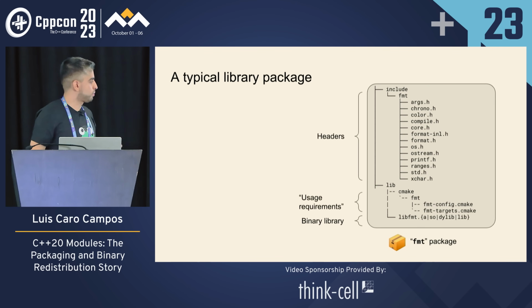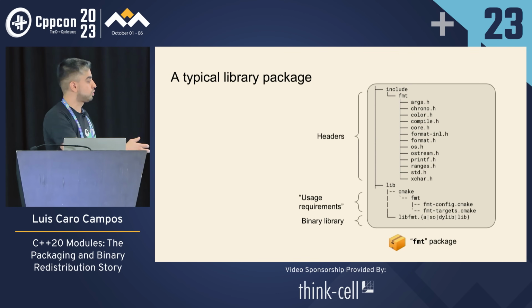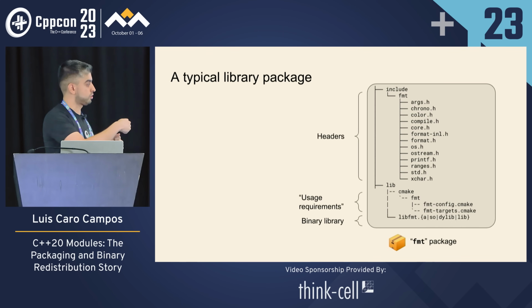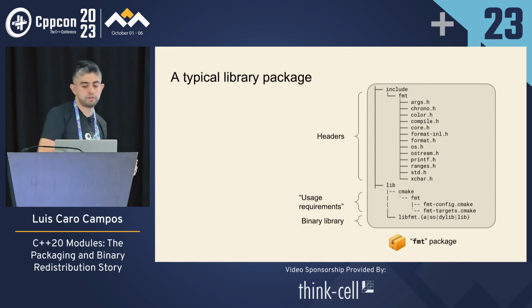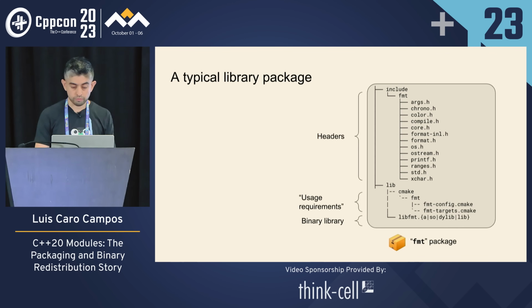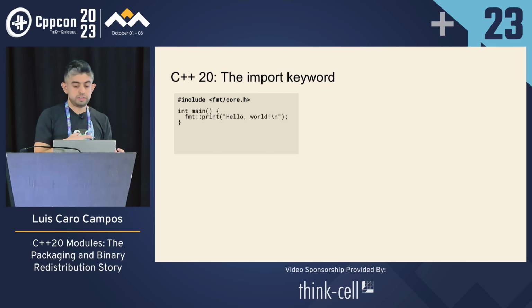And this is what I'm calling the usage requirements. In this case, my example is showing CMake target configuration files. This could also be package config files, which are going to give us information to be consumed by our build system that's going to eventually derive the correct compiler flags and linker flags in order for our code to actually build successfully. Now, with the import keyword introduced in C++20, the goal is the same.